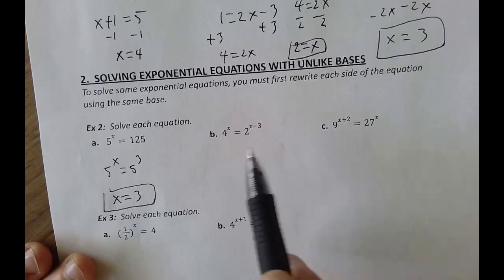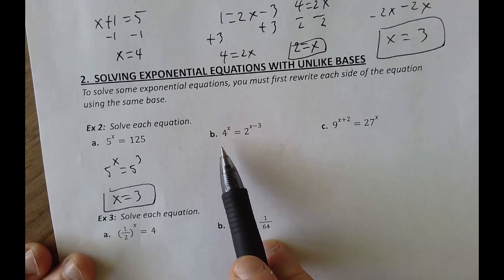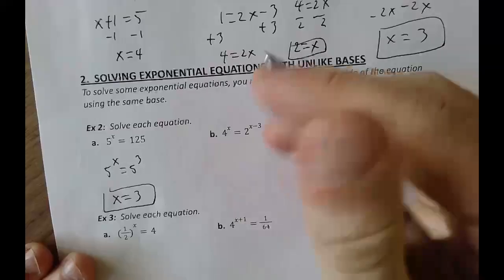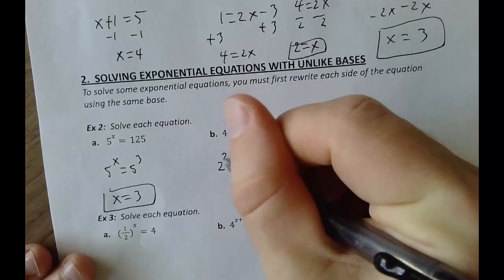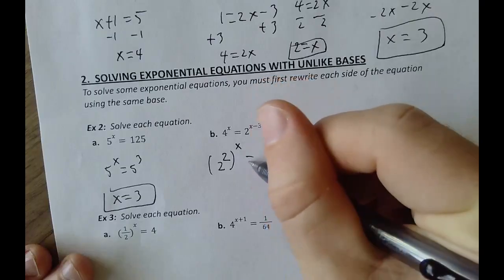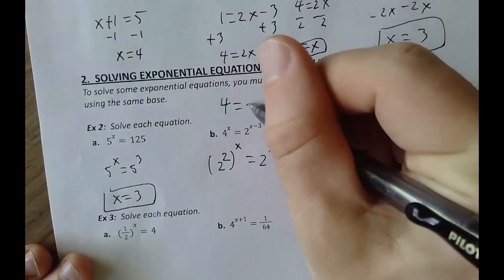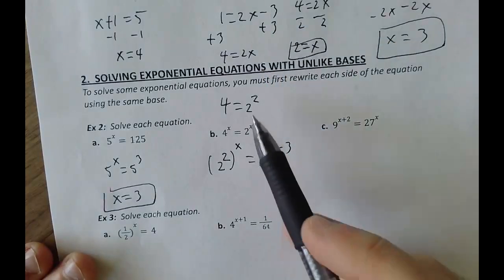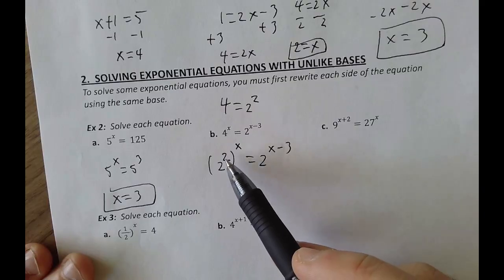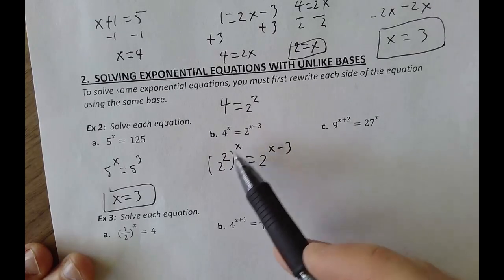Let's take a look at the next one here. We got 2, and then we got 4. Well, 4, could we write that as 2 to the power of something? Yeah, we could. 4 is 2 squared. So this is 2 squared to the x equals 2 to the x minus 3, because 4 equals 2 squared. All I did there was substitute that 2 squared in for 4. So I have 2 to the x equals 2 to the x minus 3. What do I have to do with the power to a power?